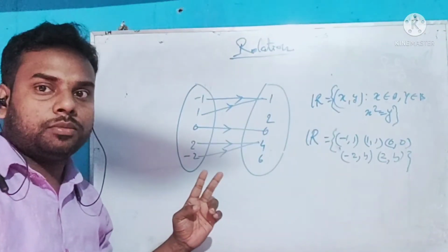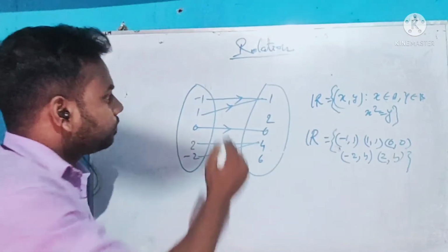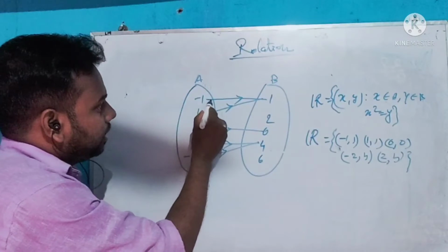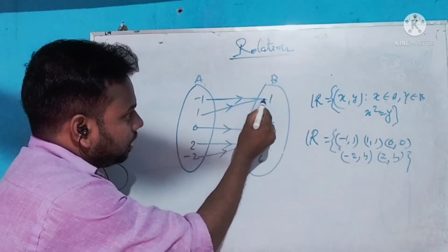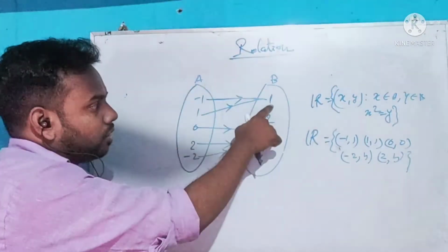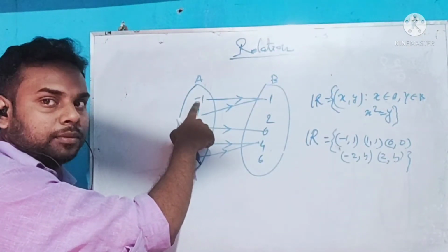Now here are two more important things, image and pre-image. The element of set A, that one element is mapped with the element of B, that one is 1. So this one is called the image of this element, minus 1.